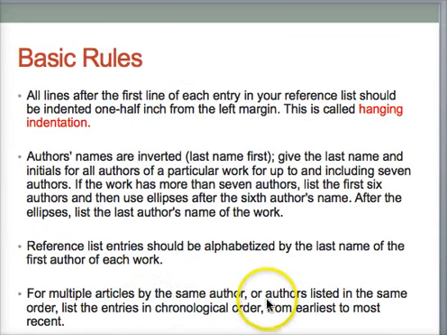So if you have multiple articles by the same author, then you can list them in chronological order, so look at the year that they're published and then list them from earliest to most recent.